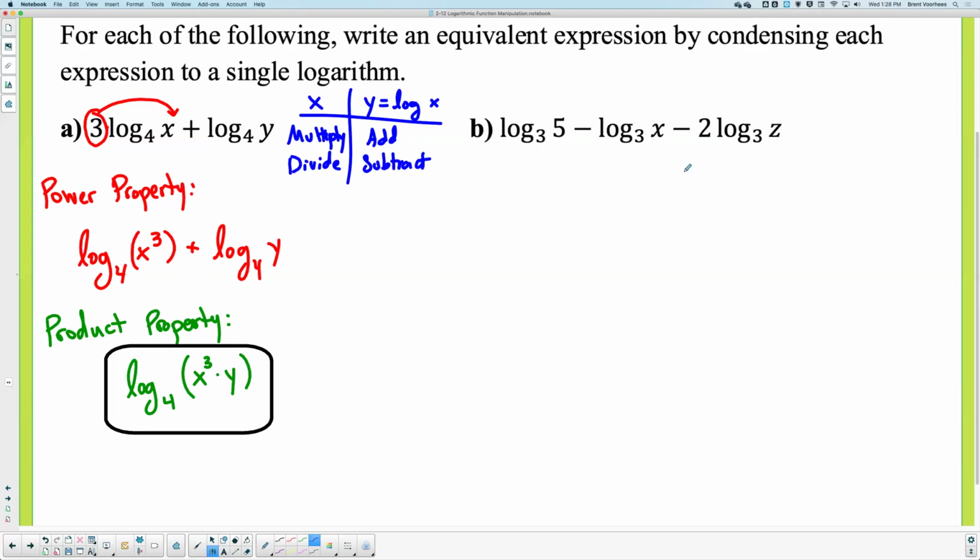I have 3 logs this time. I want to combine it into 1 log. What's your first step to combine those into 1 log? I heard the name, power property, but visually, can I combine them right now? No, why not? Are they clean logs? Which one's not a clean log? This 2. We're going to do the power property on that 2. That 2 is going to become a power of z.